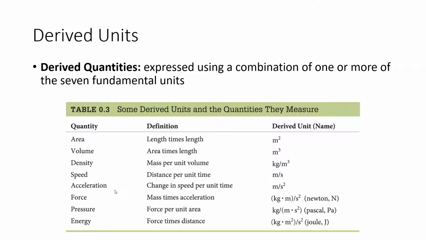All right, the next thing we're going to talk about is derived units. Derived quantities are expressed using a combination of one or more of our 7 fundamental units. For example, area is defined by length times length. Volume is area times length. Density is the mass per volume. Speed is distance per time, et cetera. So we have our fundamental units that have gone through mathematical transformations, and therefore their derived units are a little more complex.